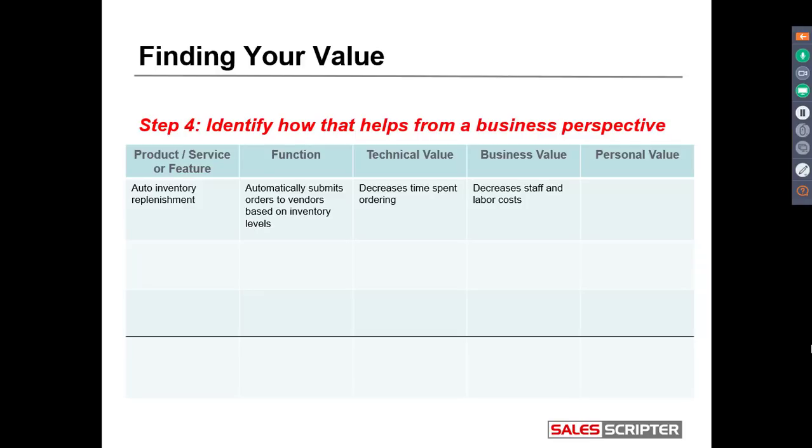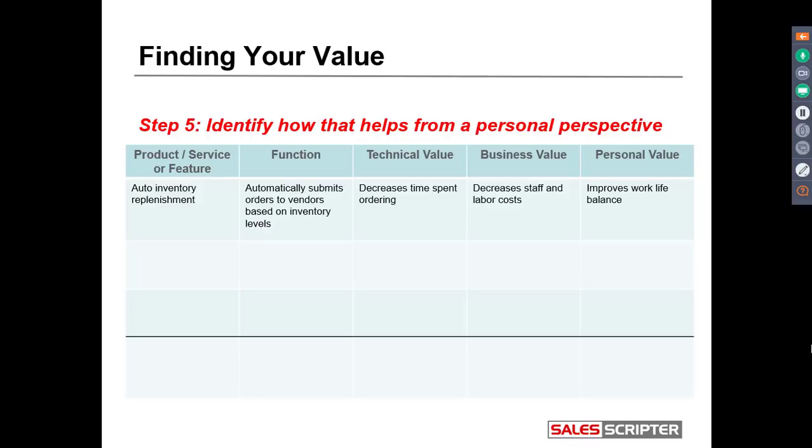Well, so step four is, okay, now we have that technical benefit. What does that mean to us from a business perspective? Well, if we don't have to have someone walk up and down the aisles of the grocery store, then we don't have to pay that person to do that. So we either can do more with fewer people, or do something different with that person. But at the end of the day, we can decrease our staff and labor costs. So that's a business benefit.